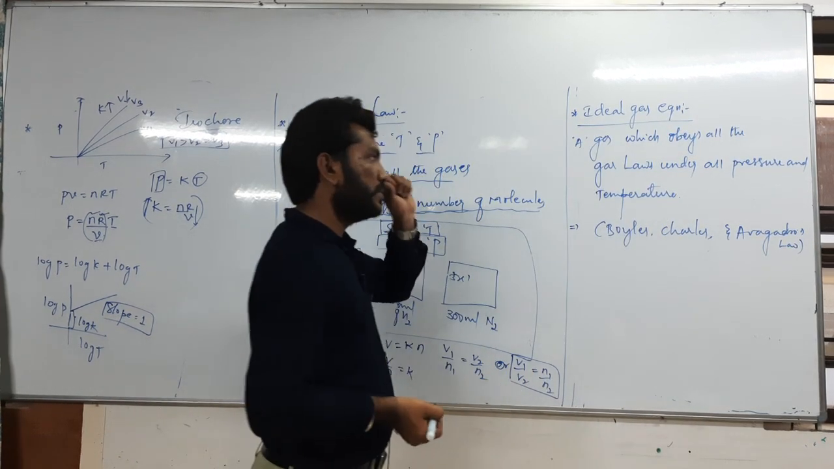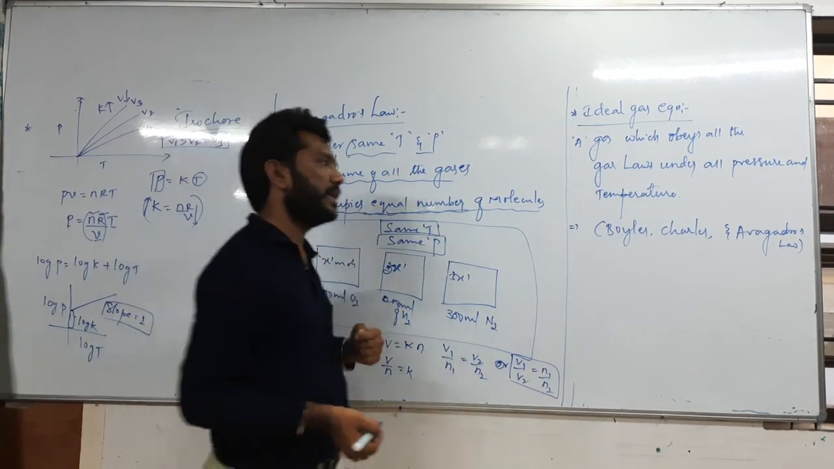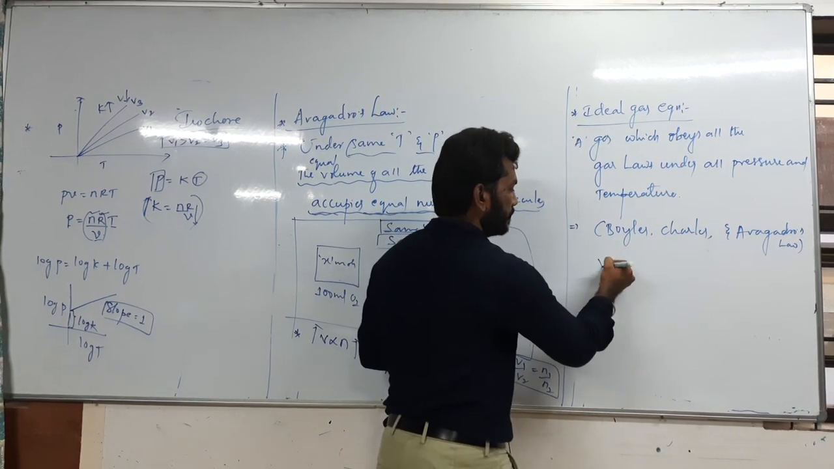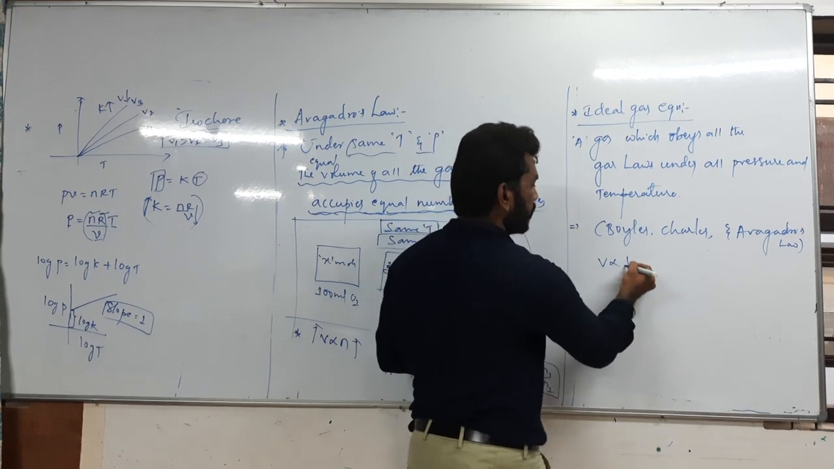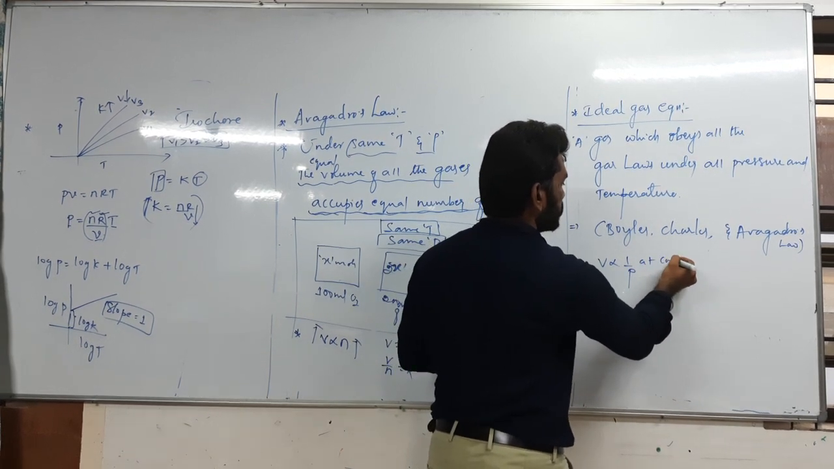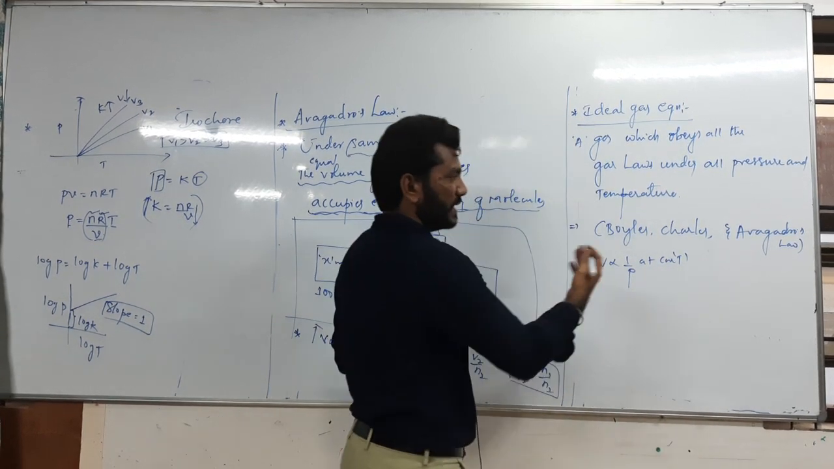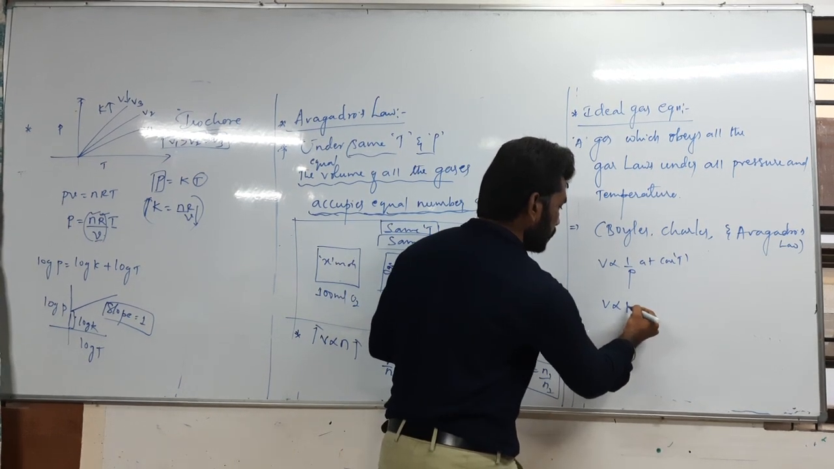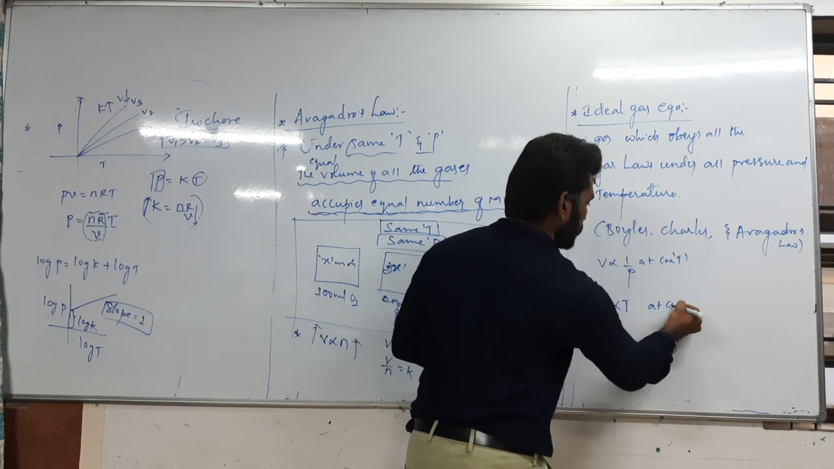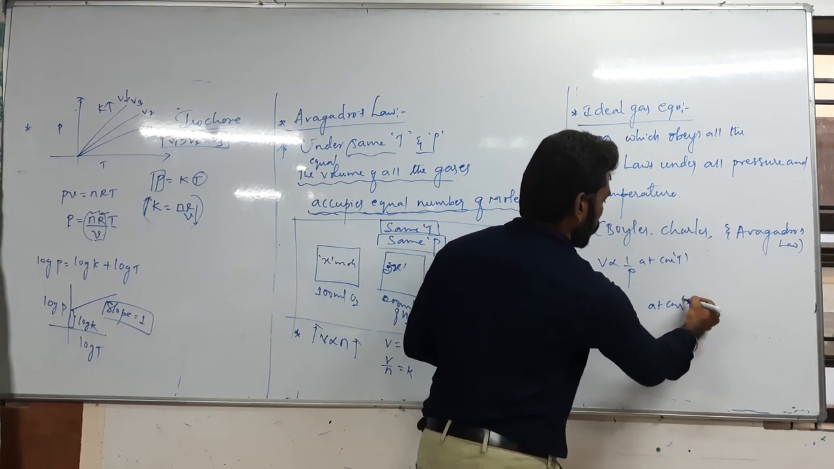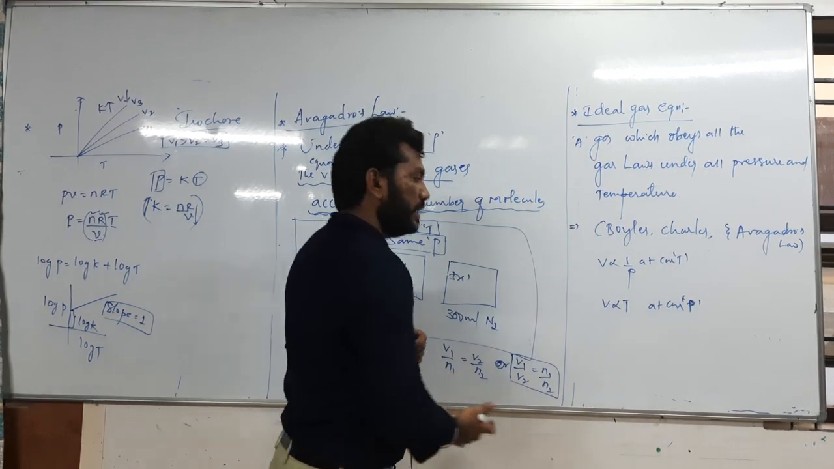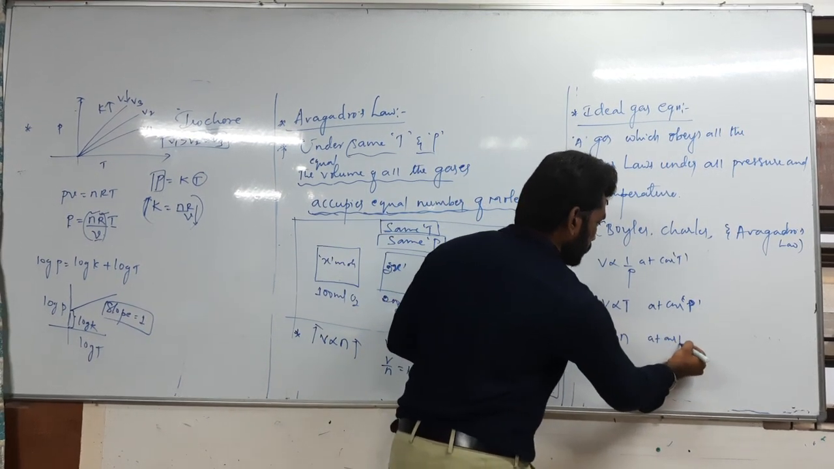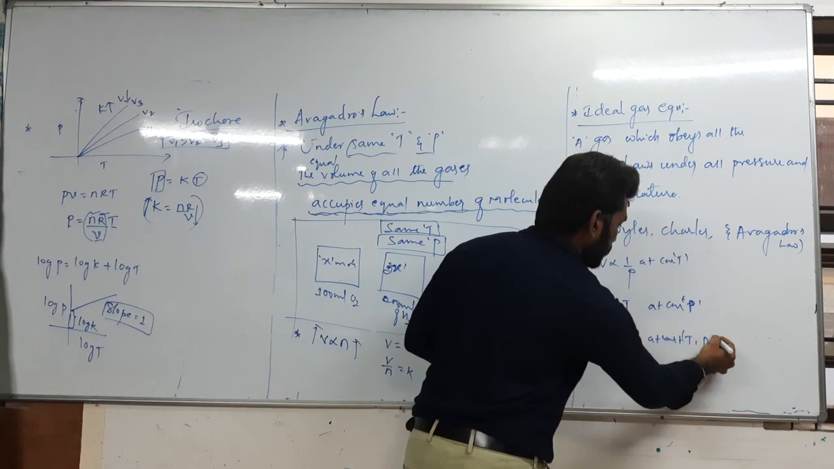According to Boyle's law, at constant temperature V is proportional to 1 by P. With respect to Charles's law, V is proportional to T at constant pressure. And by Avogadro's law, V is proportional to n, again at constant temperature and pressure.